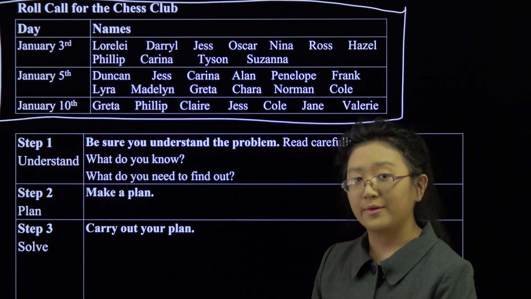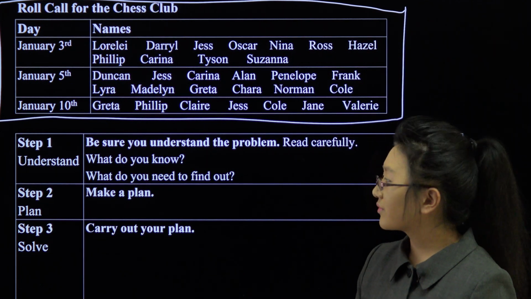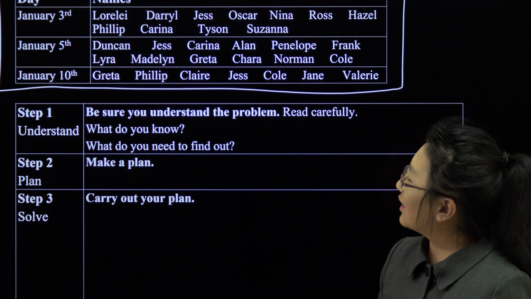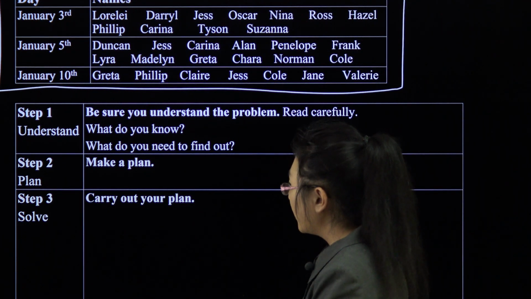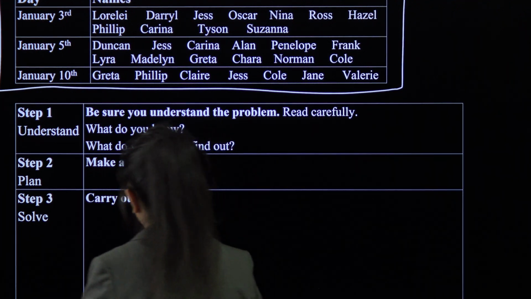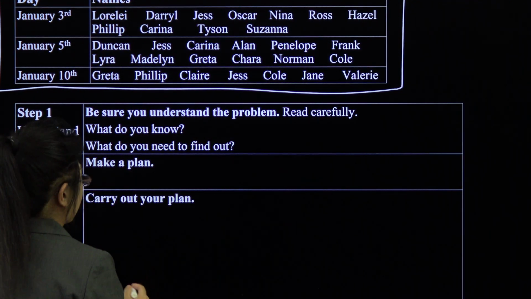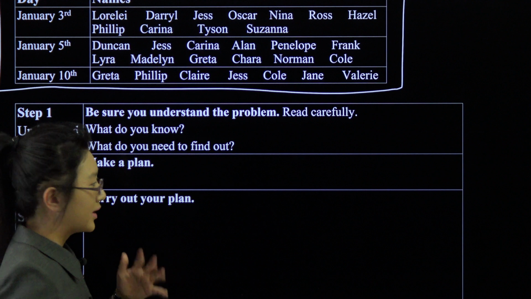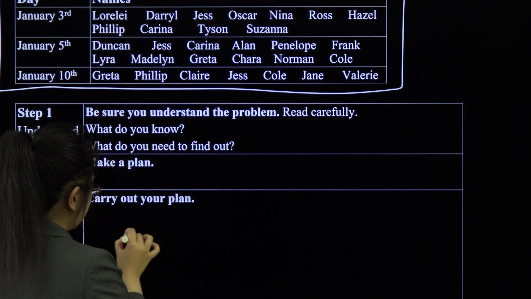Now we carry out our plan. Thing is, they already have a table. What we do need, though, is to organize how many people, well, tally more like, because the data is organized, but we didn't really tally it yet.